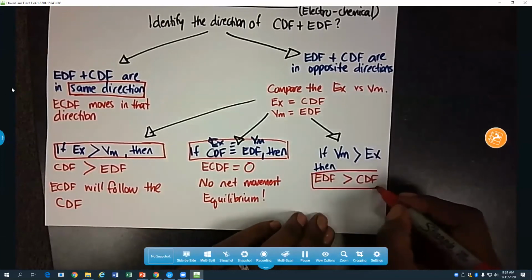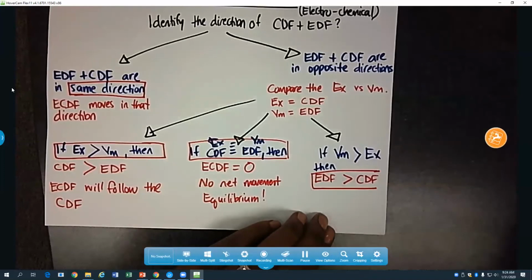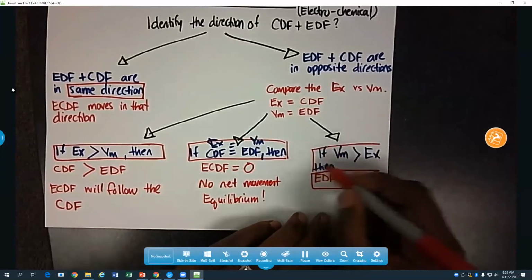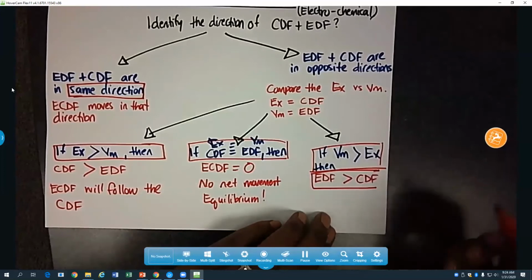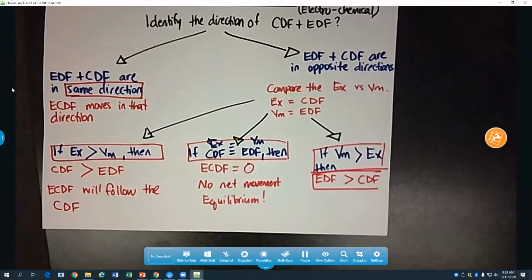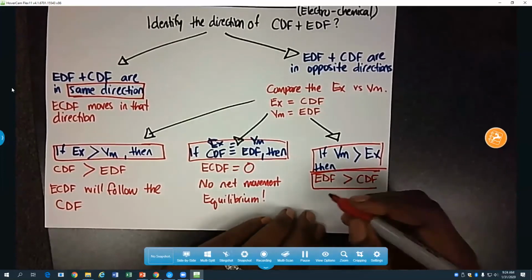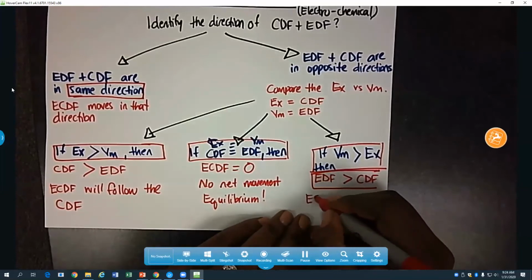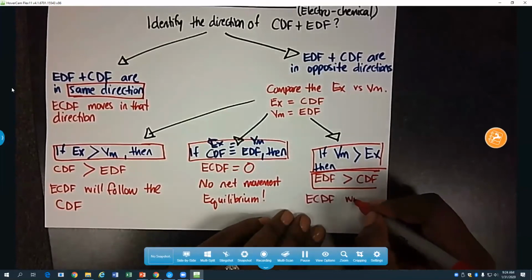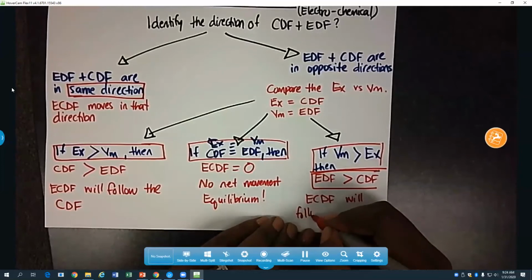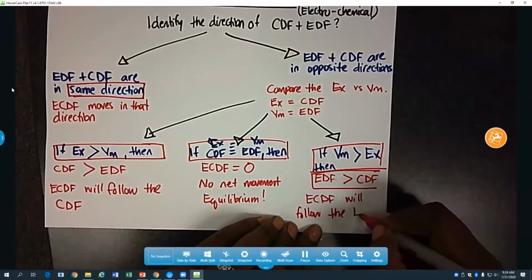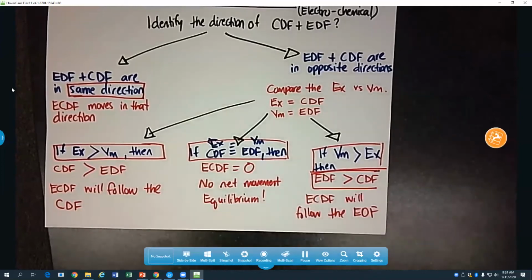And what do you think will happen here? Which of the forces is stronger? What's the net movement? The electrical, exactly. So the electrochemical driving force will follow the electrical driving force. Okay?